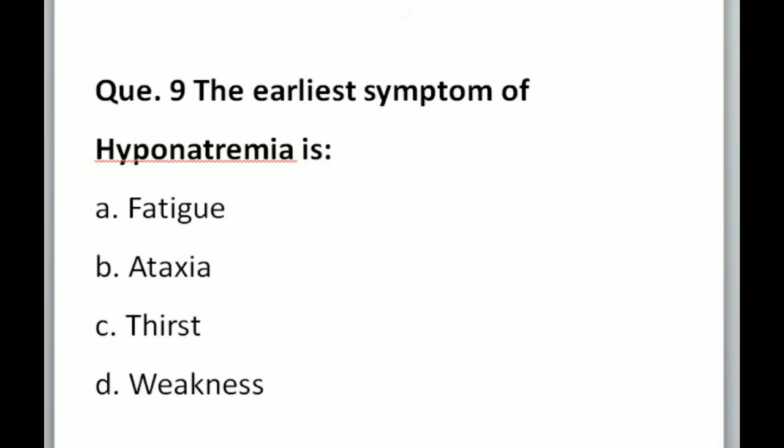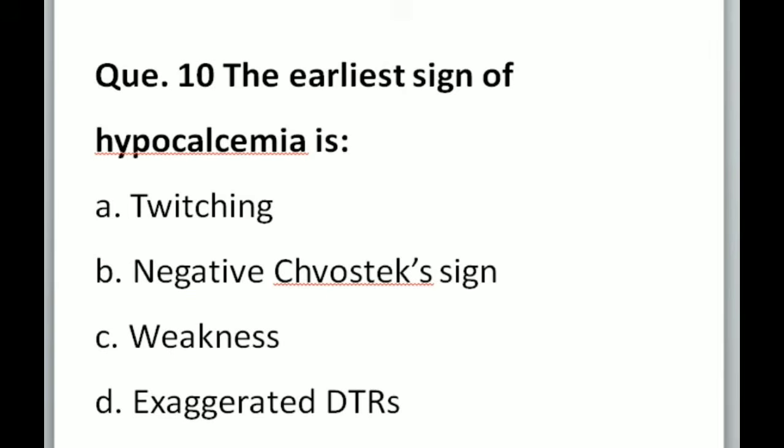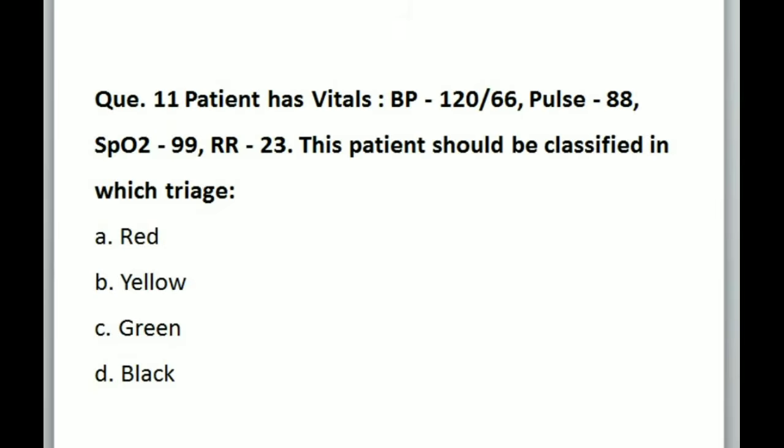Q9. The earliest symptom of hyponatremia is A. Fatigue. B. Ataxia. C. Thirst. D. Weakness. Correct option is A. Fatigue. Q10. The earliest sign of hypocalcemia is A. Twitching. B. Negative Chvostek sign. C. Weakness. D. Exaggerated DTR. Correct option is A. Twitching.